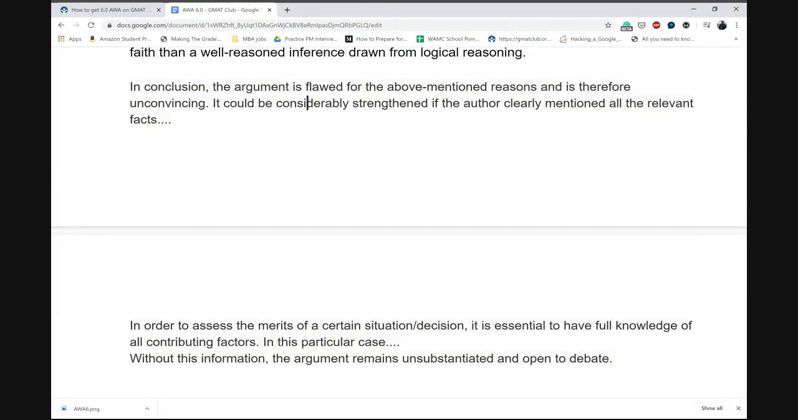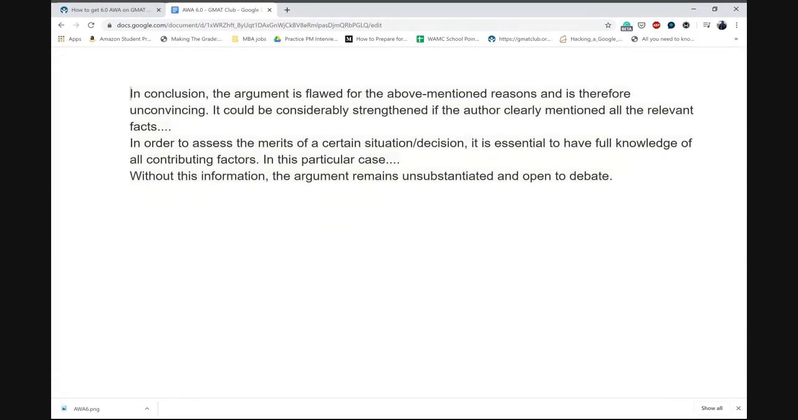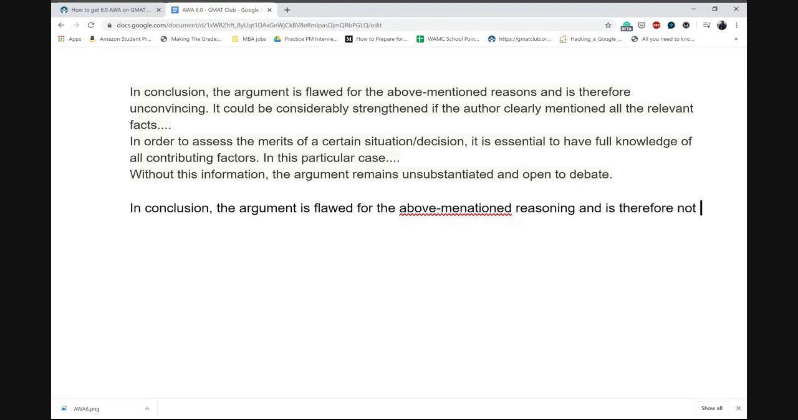So in conclusion, I'm going to just go to a new page. In conclusion, the argument is flawed for the above mentioned reasons and is therefore unconvincing. So I'm going to keep this one because this doesn't really have to change. In conclusion, the argument is flawed for the above mentioned reasoning, and is therefore not convincing. Right? Not mentioned, it's mentioned.